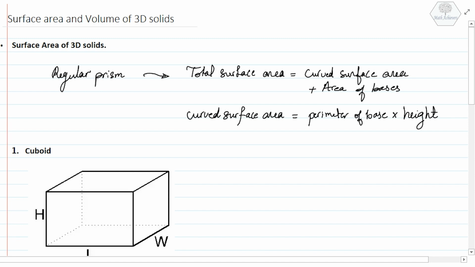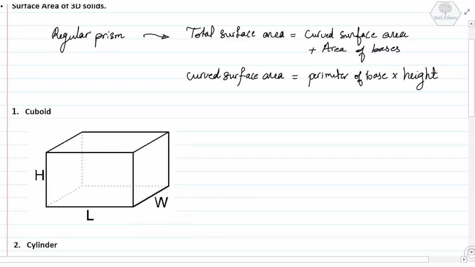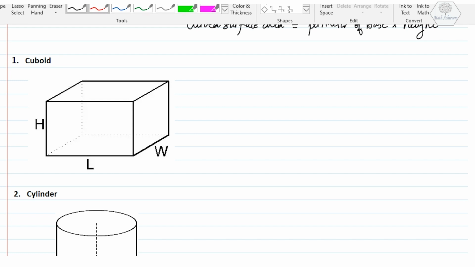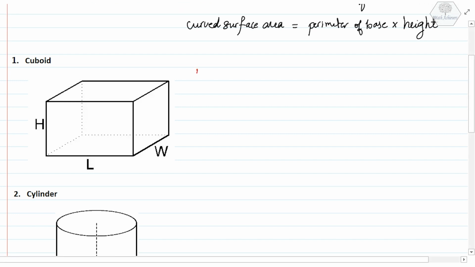This rule applies only for a regular prism. What's meant by a regular prism? It's a 3D solid that has two identical bases separated by a common depth. Let's see our first shape, which is the cuboid. The cuboid is considered to be a regular prism.